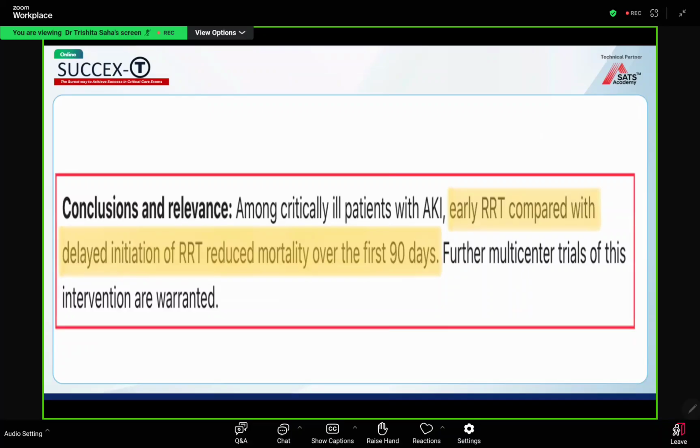What was the conclusion among the critically ill patients with AKI? Early RRT compared with delayed initiation of RRT reduced mortality over the first 90 days. But further, it has a caveat to it. Multicentric trials of this kind of intervention are warranted.